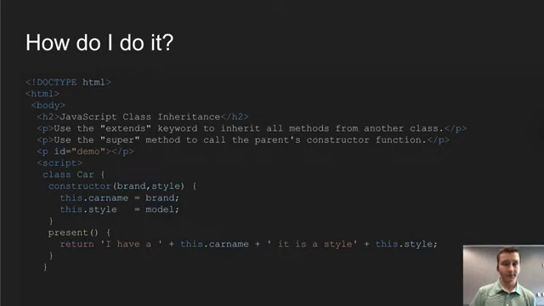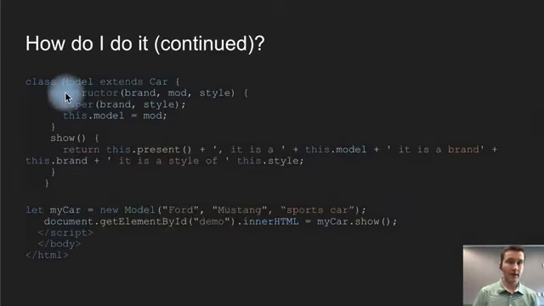Here's the solution. So we added the style to the constructor. So now the car has a style property associated with it. It is the style here. Now we have the model, which takes in brand, mod, and style, and the super constructor calls brand and style. And when we call show, it will show us the model, which contains the brand and the style here.